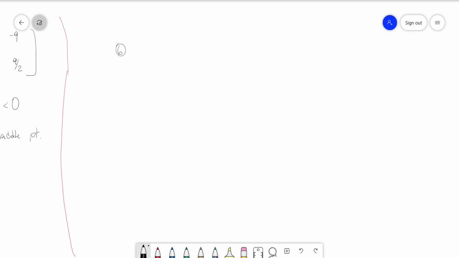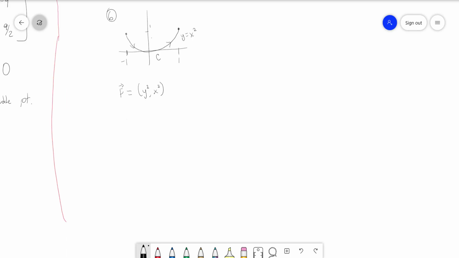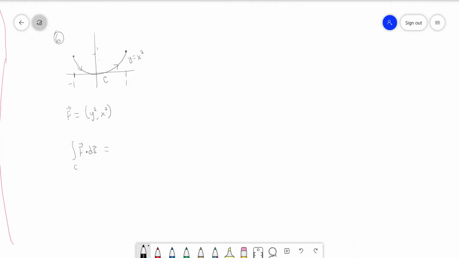Okay, so number 6 is evaluating a line integral. We have this oriented curve C, and then we have the vector field F. So in order to evaluate the line integral, we talked about how to do it before, so this one's not bad. I'll just set it up real quick. First thing is we should parameterize our curve.